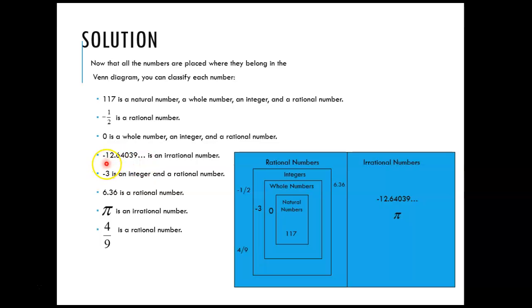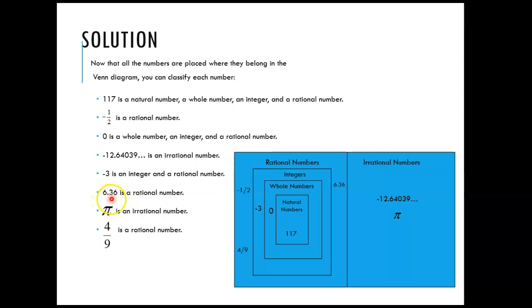Okay, let's move on to -12.64039. That's an irrational number. Let's look over here why I classified it over here. Well, if you guys notice, these 3 dots tell me it keeps repeating. It's not terminating. And if you notice, there's no determined pattern. So because there's no determined pattern and it keeps repeating, it's irrational. Okay, we're going to move on to -3. -3 is an integer because it's a negative number. Because it's an integer, it's also considered a rational number.